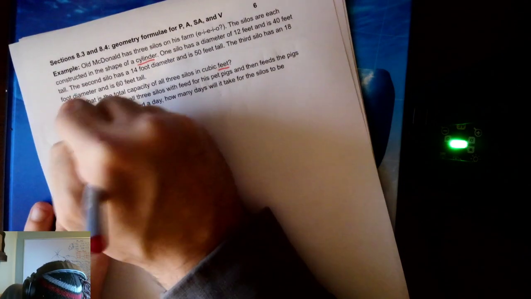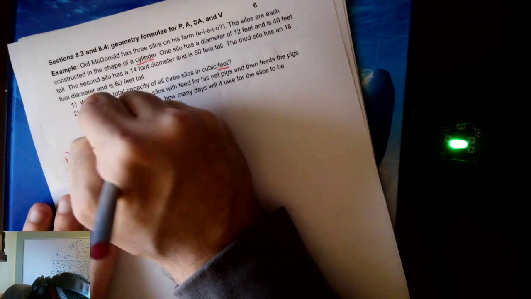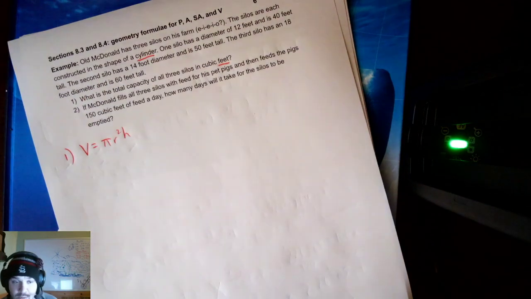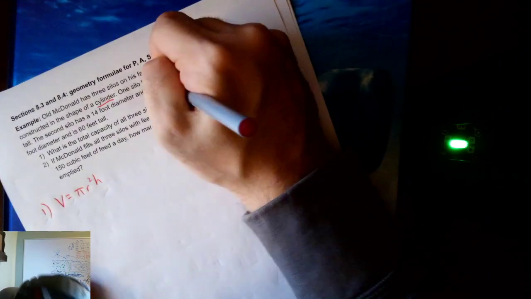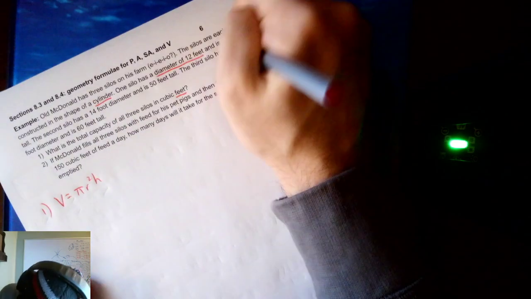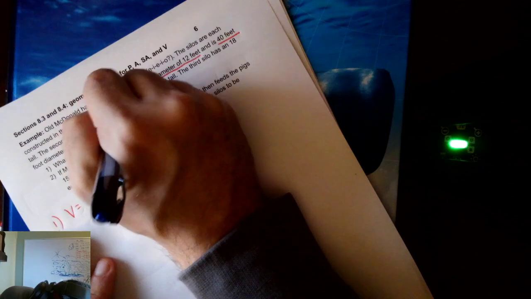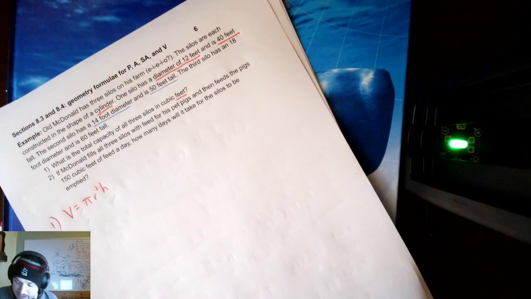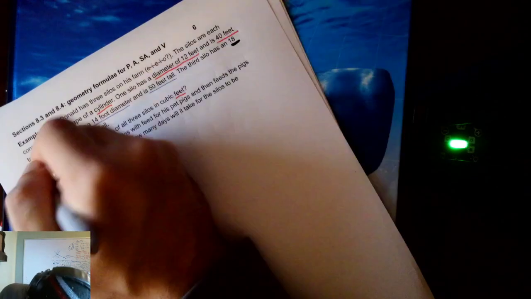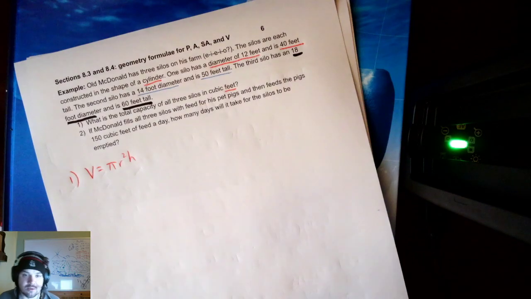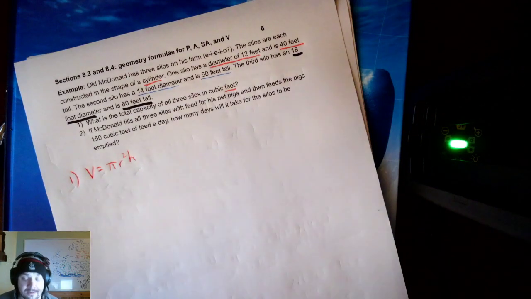First, volume of a cylinder is pi r squared h. I'm going to need to write that down. We're all cylinders here, right? And let's see, we have a cylinder with a diameter of 12 and a height of 40. The second one, we'll use blue for this one. And the third one, we'll use the Sharpie. We've got 3 different cylinders we need to work with, right? So we'll do the red one first.